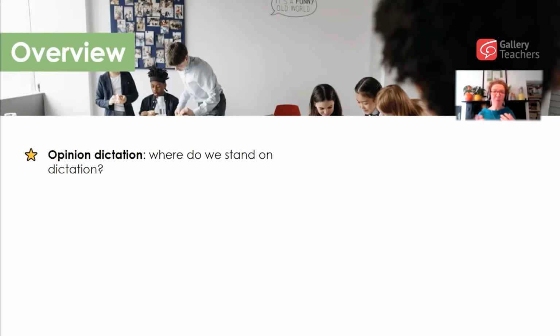And that will give us the opportunity to discuss our views on dictation, to see where we actually stand on dictation. Are we all for it? Do we have mixed feelings towards it? Then we will do a quick banana dictation. It's one of my all-time favorites, and that will enable us to look at the key aspects of dictation.